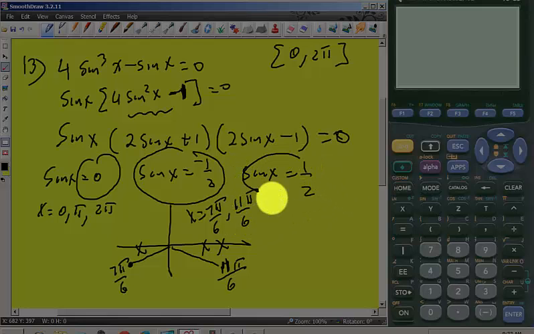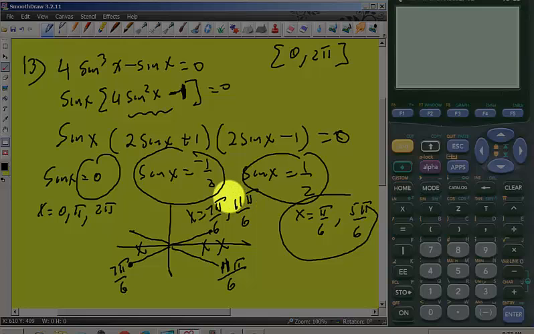Okay, where is sine equal to positive 1/2? That's going to be pi sixth and 5 pi sixth. So from this, I'm going to get x is equal to pi sixth and 5 pi sixth. These are all. That's 4 plus 3, which is 7 solutions.